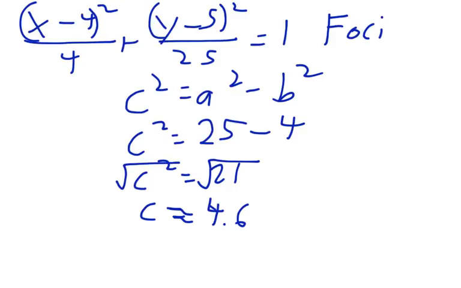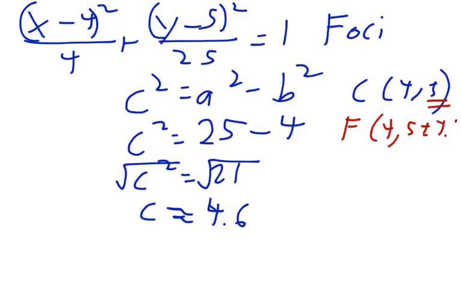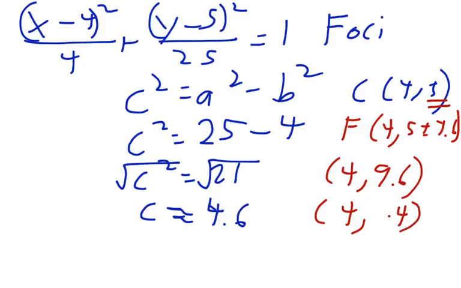Since my center was at (4, 5), and my major axis is on the y value, I'm going to change the y value. So we're going to do (4, 5) plus or minus 4.6. The first one will be (4, 9.6), and the second one would be (4, 0.4). And that would be it.